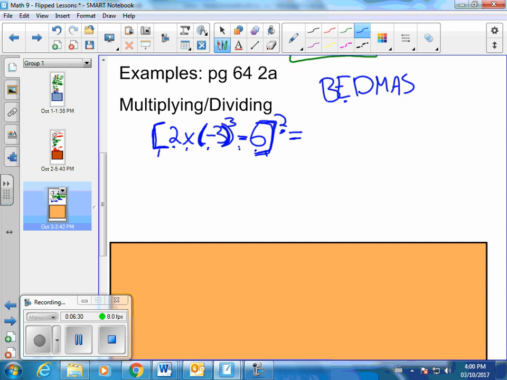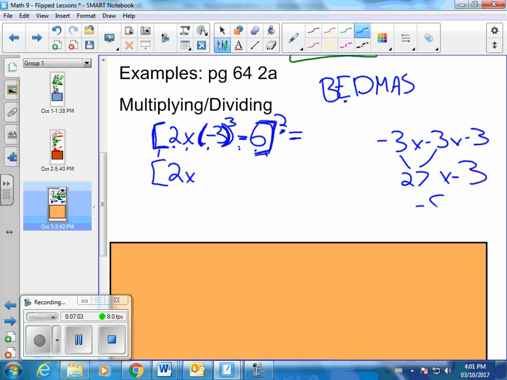So I'm going to rewrite the whole equation, only changing one operation on every step. So I'm going to rewrite this whole thing. 2 times. So we're going to solve this. So I've got -3 to the power of 3. So I've actually got -3 times -3 times -3. The first one winds up being 27 times -3 equals -81.